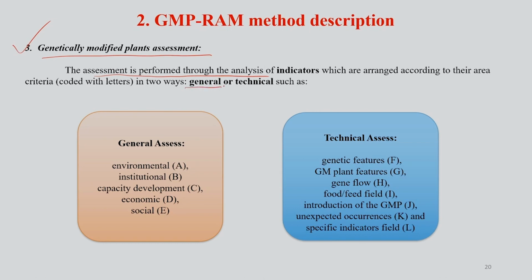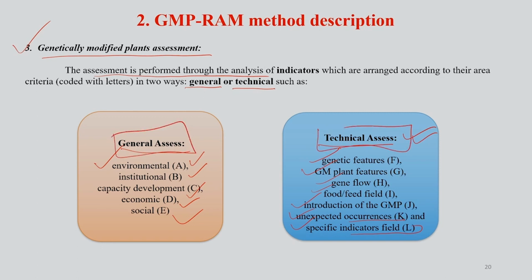One is general, the other is technical. Now, the general assessment is done on environmental, institutional, capacity development, economy and social aspects. The technical assessment is done by studying genetic features, GM plant features, gene flow, food and feed field, introduction of GMP, unexpected occurrences and specific indicators field. So, two kinds of assessment, genetically modified plant assessment that we carry out: general and technical.